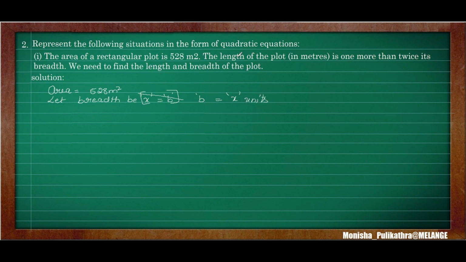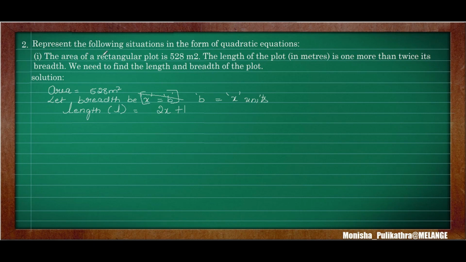So next, what they have given, the length. Length is taken as L here. This length is 1 more than twice its breadth. 1 more means we have to put a plus sign. Breadth we have already taken as x, so twice the breadth plus 1. So this is the value for length.